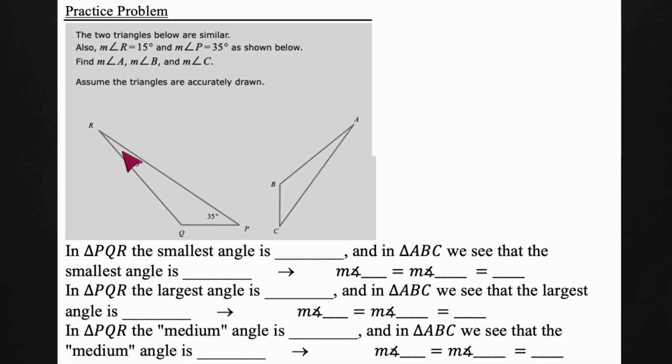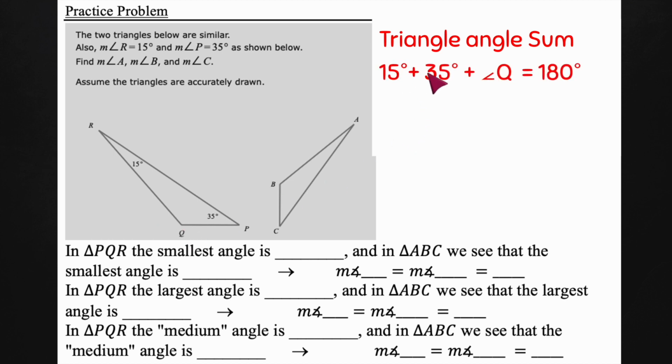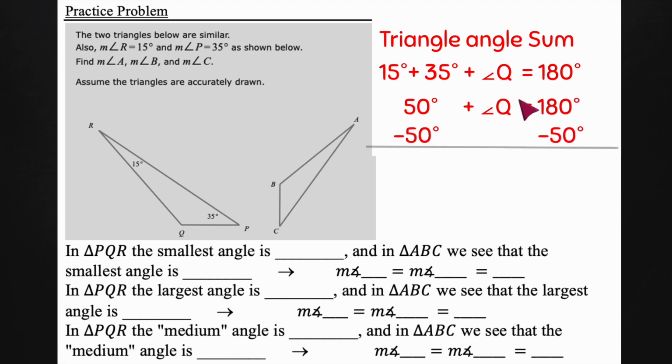So before we start matching the angle sizes, let's go ahead and fill in our missing angle. I'll use the triangle angle sum, because I don't know what angle Q is. I have R, I have P, but I do not have angle Q. So if I use my triangle angle sum, I can find that third missing angle. So I have 15 plus 35 plus angle Q equals 180. So 15 plus 35 is 50, plus angle Q is 180. Now I'm just going to subtract that 50 from both sides so that I know what's left over of the 180 for angle Q. Because 50 minus 50 is going to cancel, angle Q has to be 130 degrees.